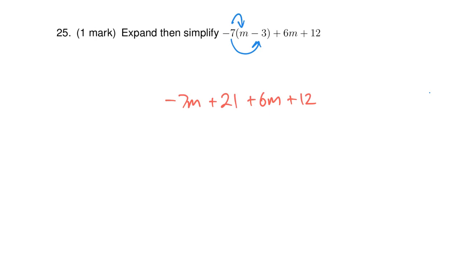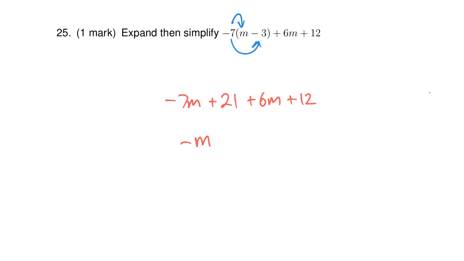Okay, now this is where the simplify part comes in. We've done the expanding, now simplify. So we're looking for like terms or constants that we can tidy up by bringing together. Well, I've got two like terms here. This is m and this is m. So I can bring them together. Negative 7m plus 6m. When I put them together, that leaves me with negative 1m, because negative 7 plus 6 is negative 1.